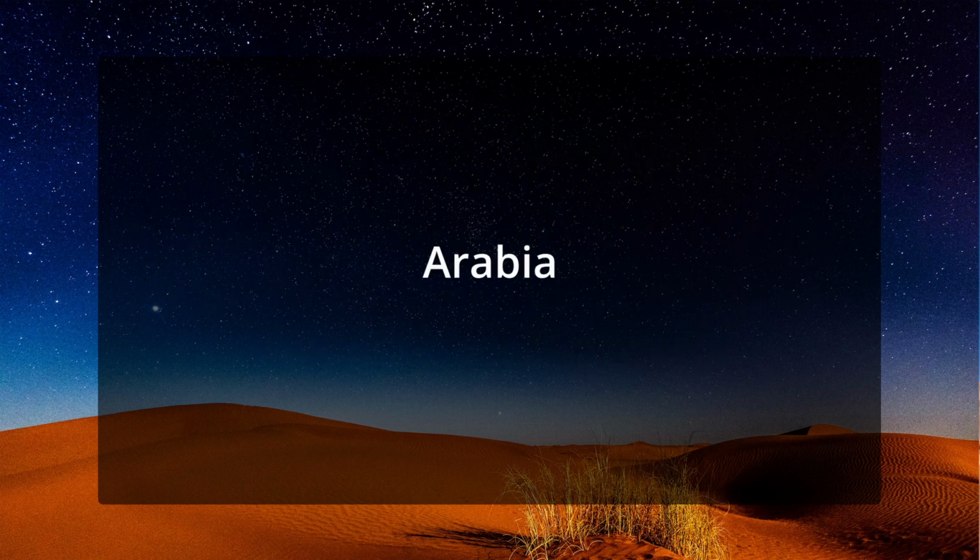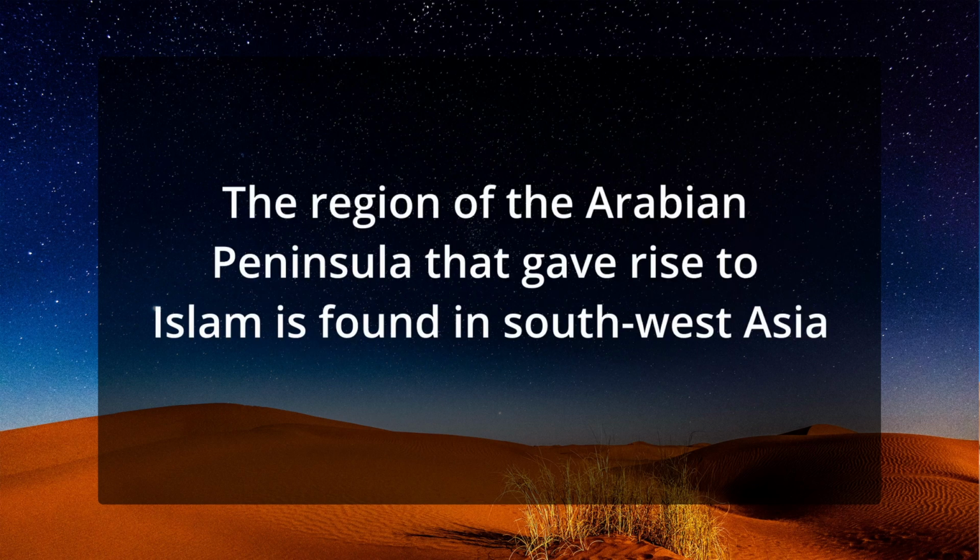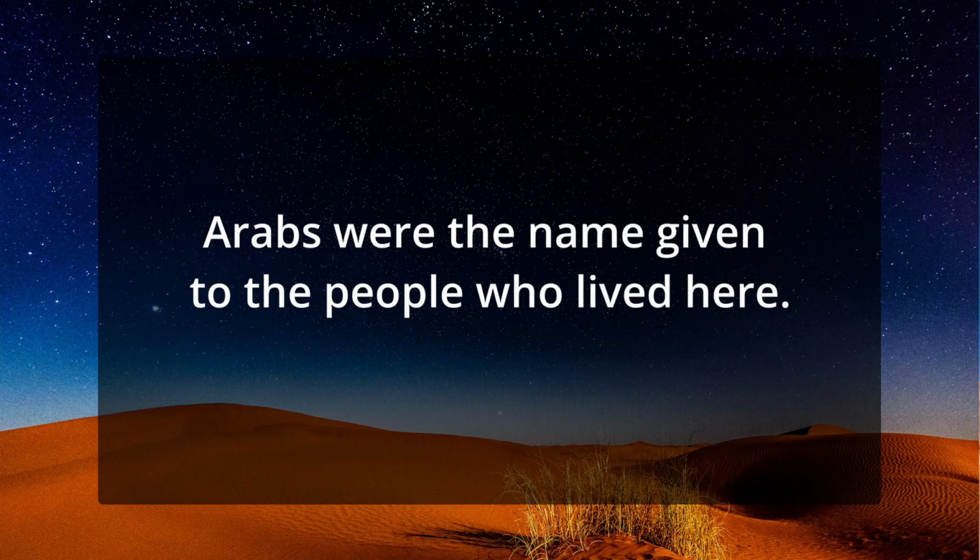Now, Arabia. The region of the Arabian Peninsula that gave rise to Islam is found in Southwest Asia, specifically between Iran and Iraq and the northeast of Africa. Arabs were the name given to the people who lived here. The people who lived there were Semitic and most of their land was empty. But there are oases here and there, and the land around them is fertile. There was not much rain, so the land turned into a desert.